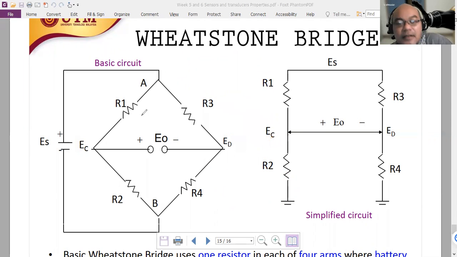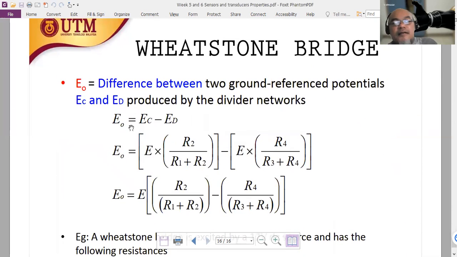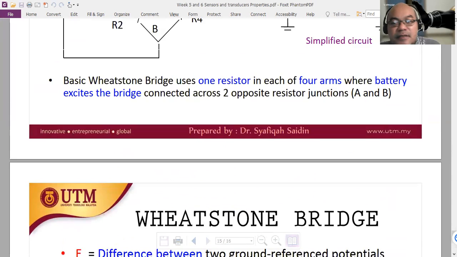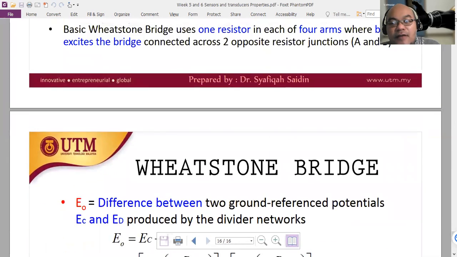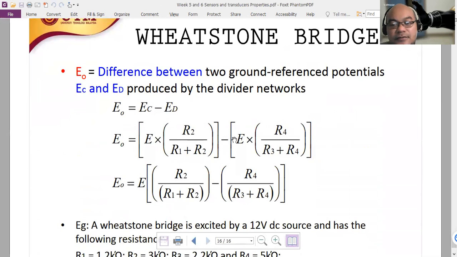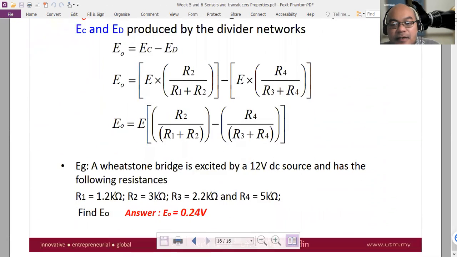So what to do? This is the purpose of the Wheatstone bridge. Instead of using a single voltage divider, we use two voltage dividers here, and then we take the difference at the middle between those two voltage divisions. Like this. So the formula will be V output becomes EC minus ED, which equals E times R2 over R1 plus R2, minus E times R4 divided by R3 plus R4. So this is a simplification.